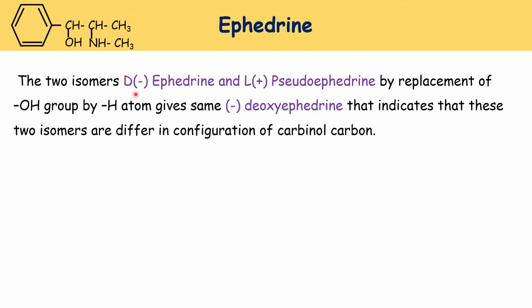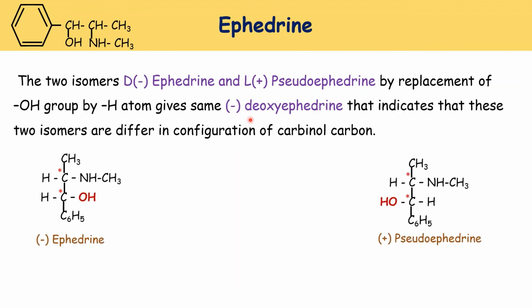The 2 isomers, D minus ephedrine and L plus pseudoephedrine, by replacement of the OH group by a hydrogen atom give the same deoxyephedrine. Both these compounds by replacement of hydroxy by a hydrogen atom give the same deoxyephedrine. That indicates that these 2 isomers differ in configuration of the carbinol carbon only.